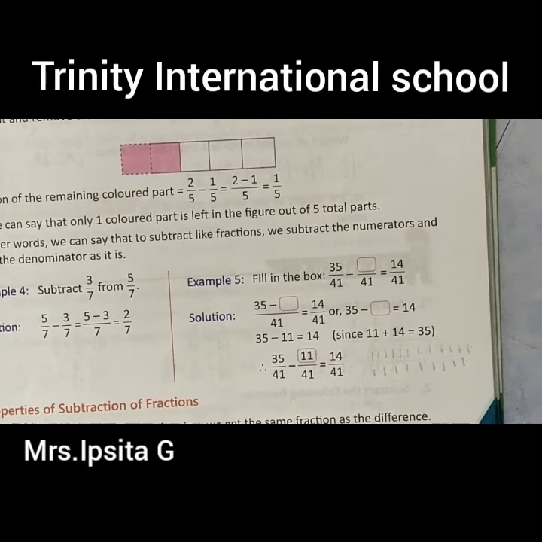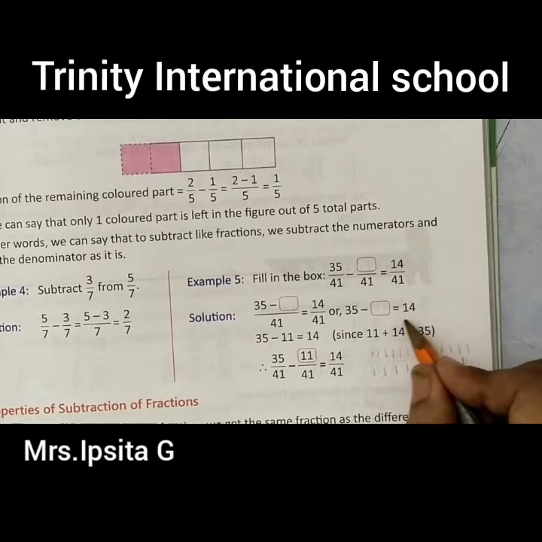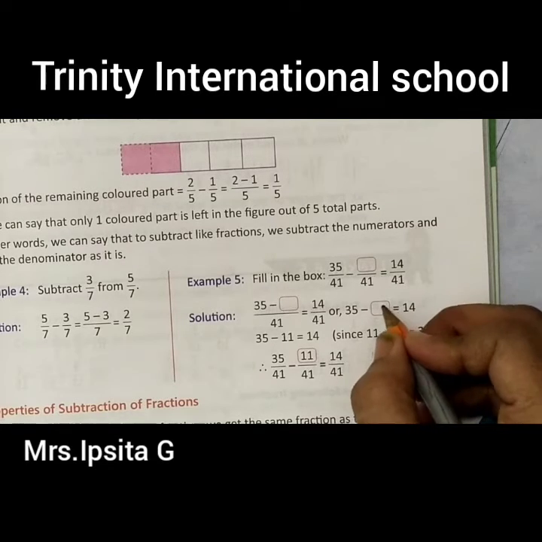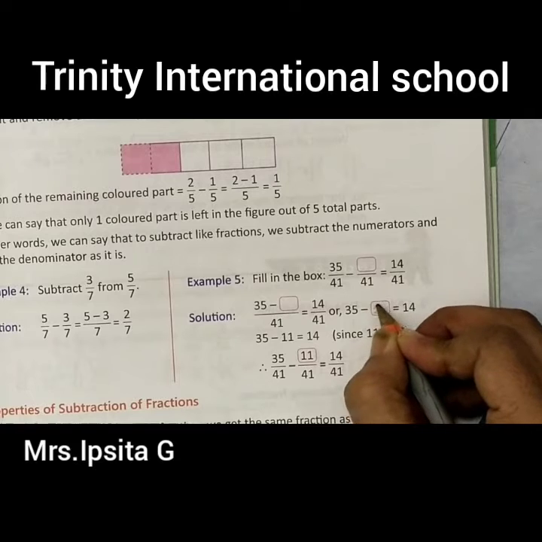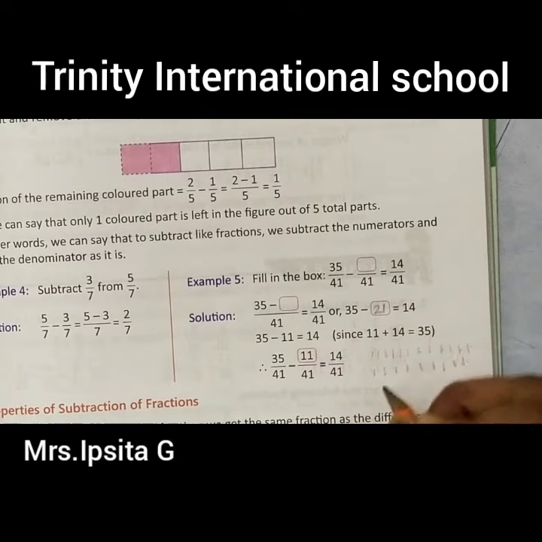Now you see how many sticks we have made. 1, 2, 3, 4, 5, 6, 7, 8, 9, 10, 11, 12, 13, 14, 15, 16, 17, 18, 19, 20, 21. It should be 21 so that we get 14. So here it should come as 21.